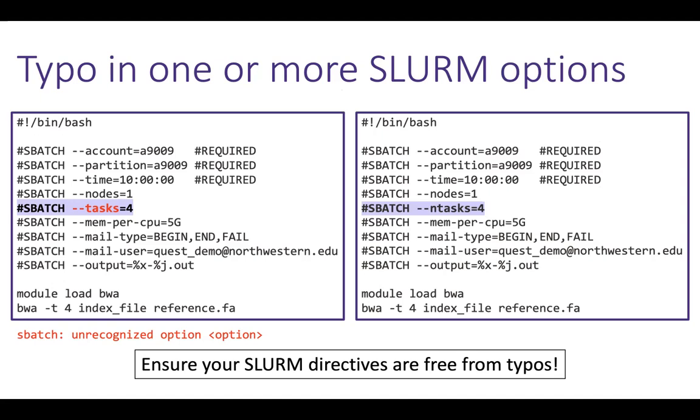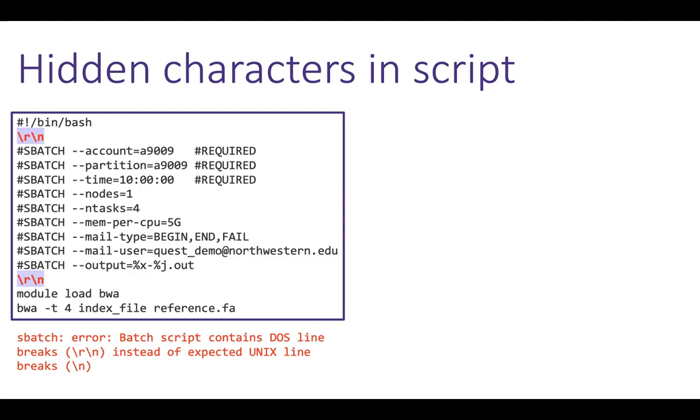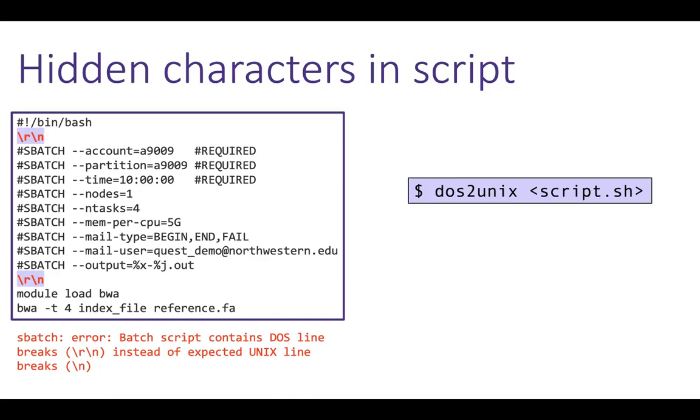The presence of hidden characters in your submission script can also cause unexpected issues. A common way these characters can appear in your script is if you wrote it while using Windows and copied it to Quest without ensuring that the characters are Unix encoded. You can attempt to fix this by running the DOS to Unix command on your submission script, but the best way to avoid this error entirely is to write your scripts in a native Unix editor.